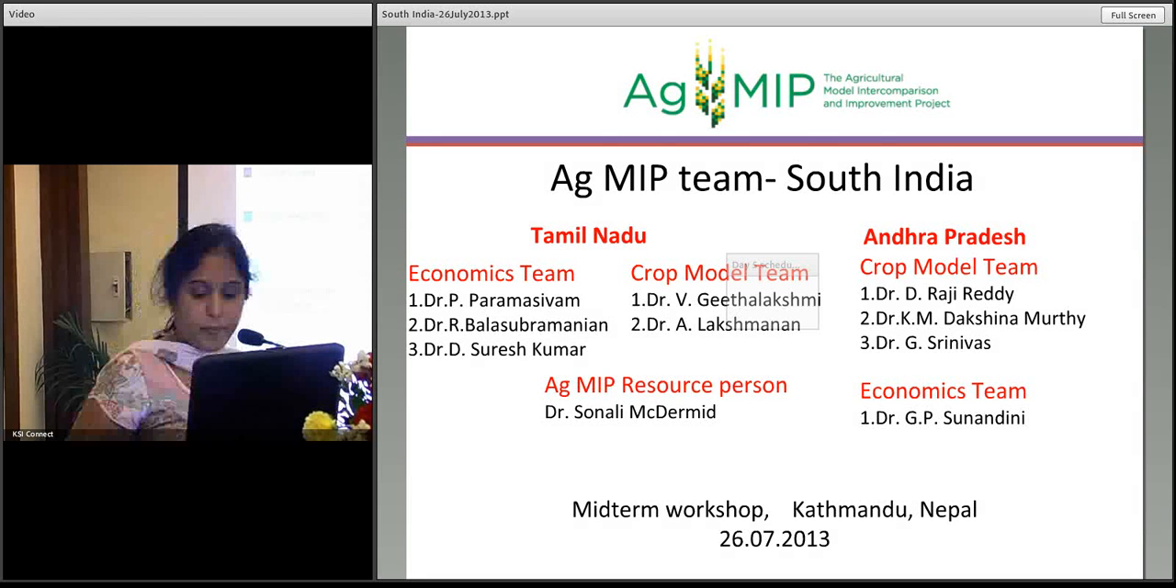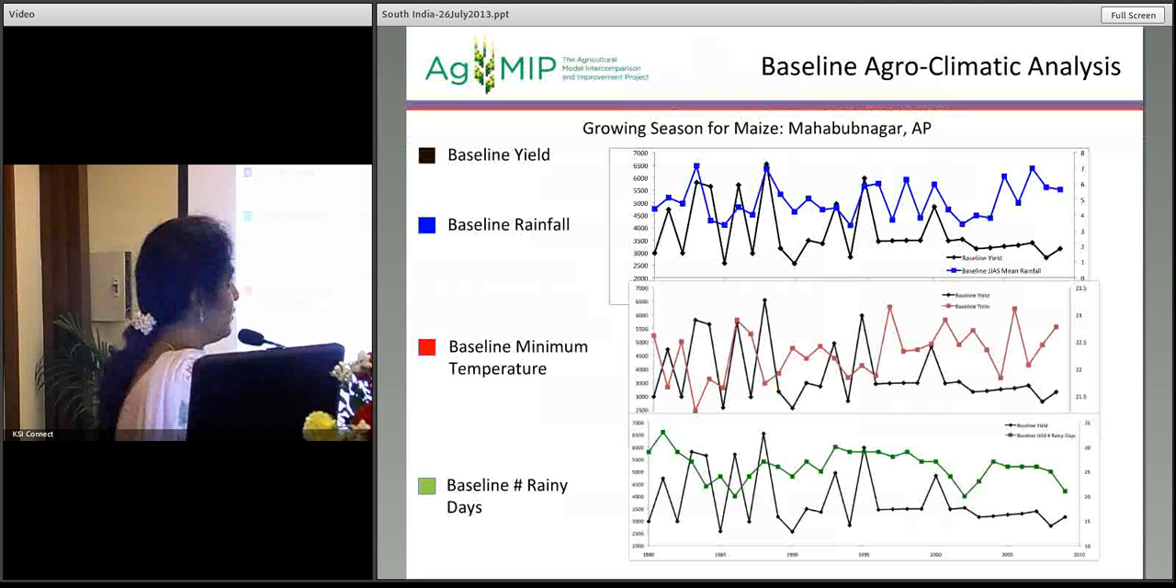The same analysis we have done for Mehboob Nagar of Andhra Pradesh. Here one interesting thing is that there is a shift in the relationship from 1995 onwards when compared to the previous years. Like before, there is a positive relationship with rainfall, and with the number of rainy days also, but a negative relationship with the minimum temperature, but there is definitely a different kind of relationship existing in this part of the graph.